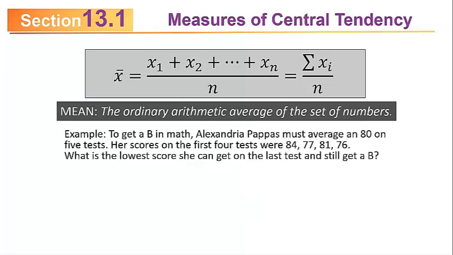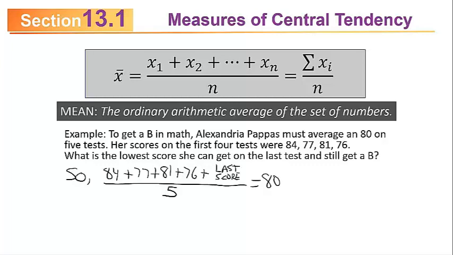How about this? To get a B in math, Alexandria Pappas must average an 80 on 5 tests. Her scores on the first 4 tests were 84, 77, 81, 76. What is the lowest score she can get on the last test and still get a B? Very straightforward, but how do you do it?